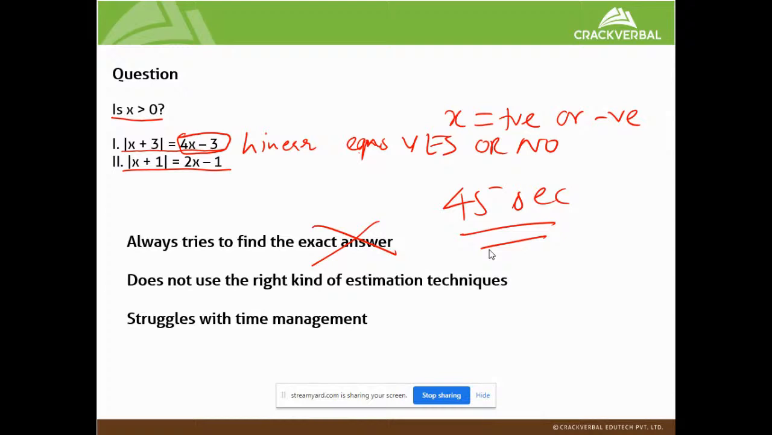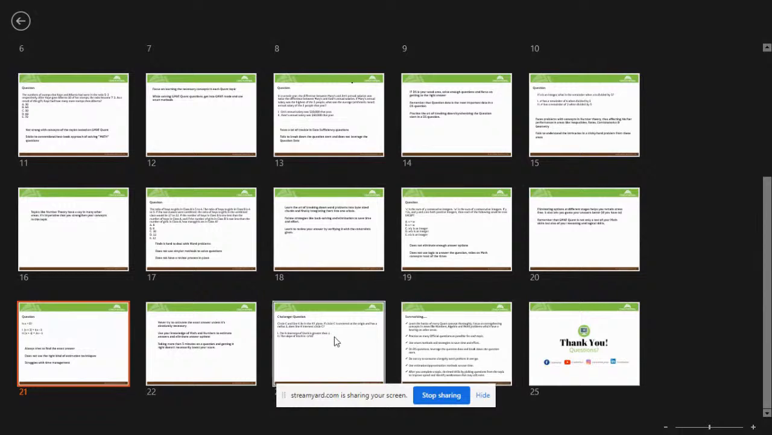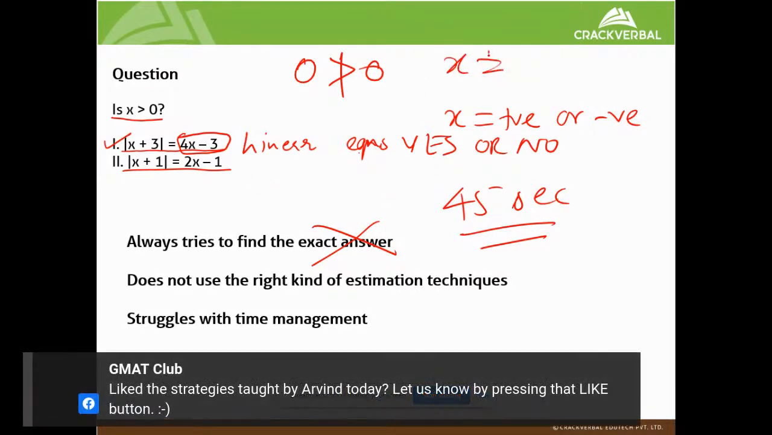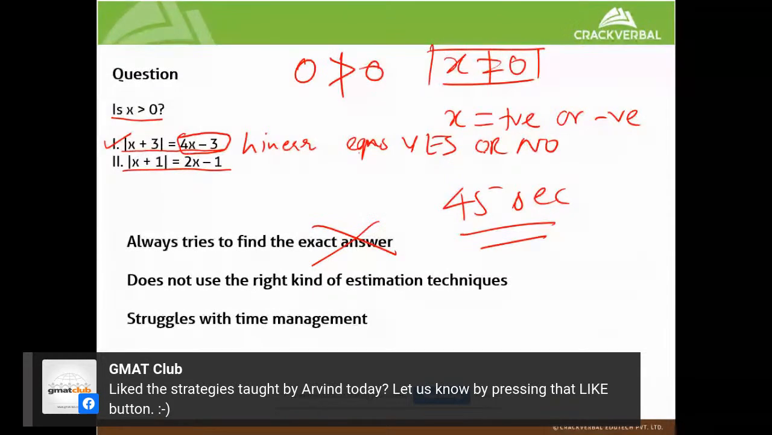If 0 was there, then it would have created trouble for you because 0 is not more than 0. But the fact that this equation is given has eliminated the fact that x can be 0. And that's a good thing. That's a blessing in disguise. Because x is not equal to 0, you know that x is either a positive or a negative, and you can answer the question with a yes or no.